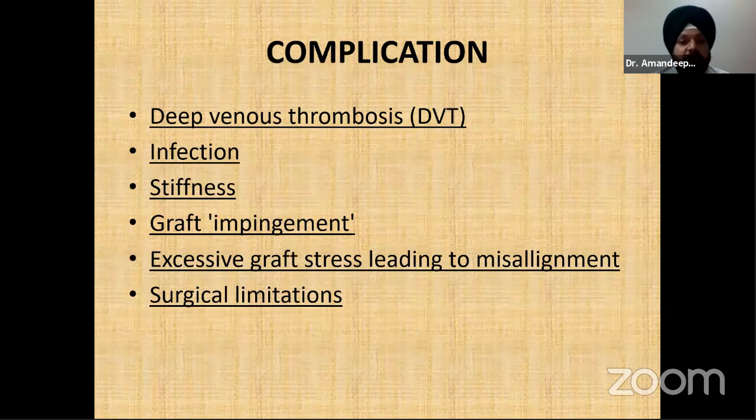Now there are certain complications, as with other surgeries. The main complication of lower limb surgery involves deep vein thrombosis. Then there are chances of infection. Then stiffness can happen. Then graft impingement can be there, and excessive graft stress sometimes happens, which can lead to malalignment of the graft. And the other generalized complications associated with surgery are also there, like skin irritation, and there will be difficulty in mobility also.